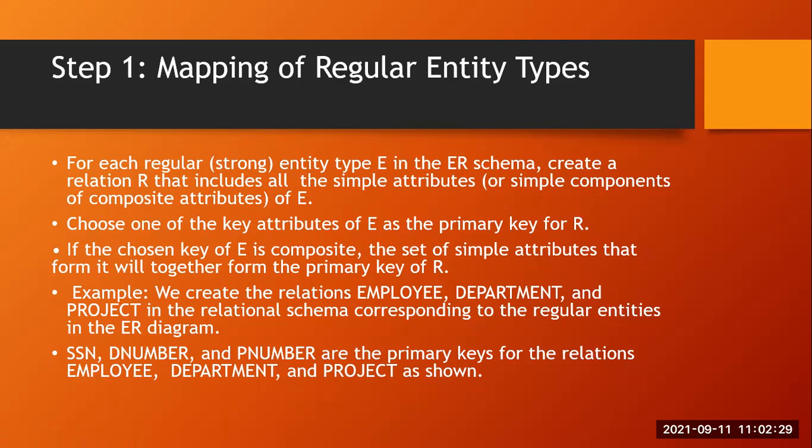Create a relation R that includes all the simple attributes or simple components of composite attributes of E here. So what does it mean here? Whatever your relation is, whatever your table is, that table or that entity's attributes are getting presented, include those attributes also. First of all, include all those attributes from the normal entity, and choose one of the key attributes of that relation or E as the primary key of the relation here.